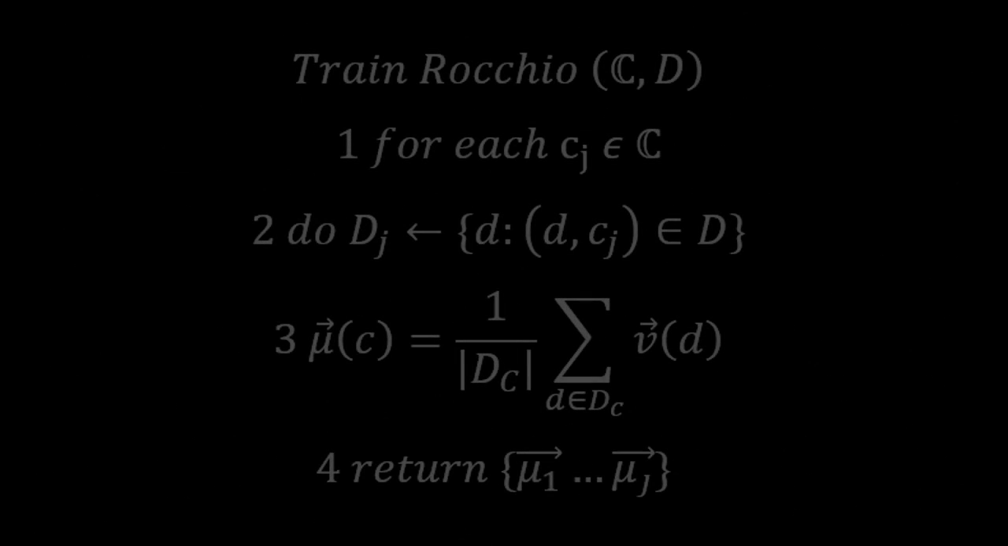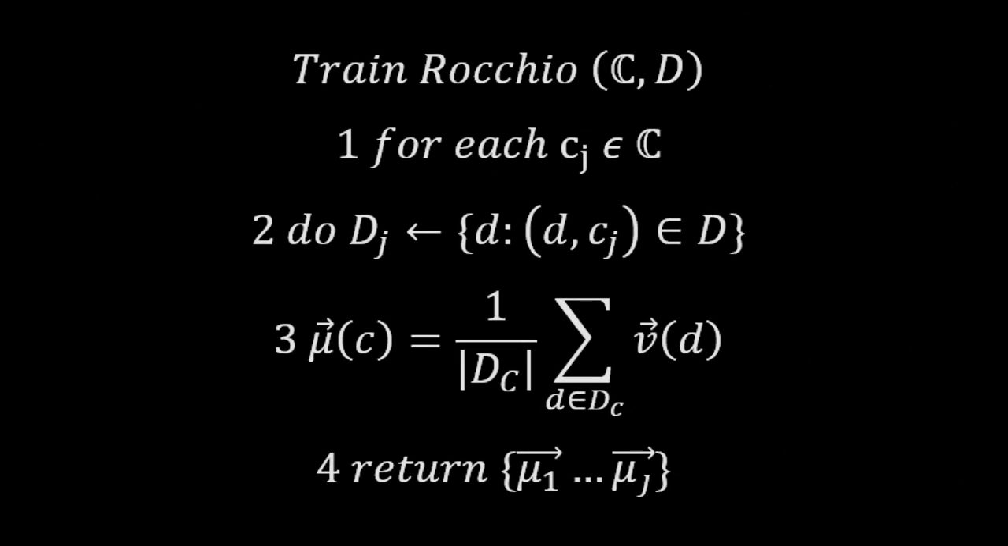Let's take a quick look at the algorithm for Rocchio classification. To train a Rocchio classifier, for each class Cj in set C, the set of all classes, assign to D all the documents in the set of training documents that are in the class Cj. Next, calculate the centroid for that class of documents by computing the vector average using the normalized vector for all documents in class j. This returns the set of centroids.